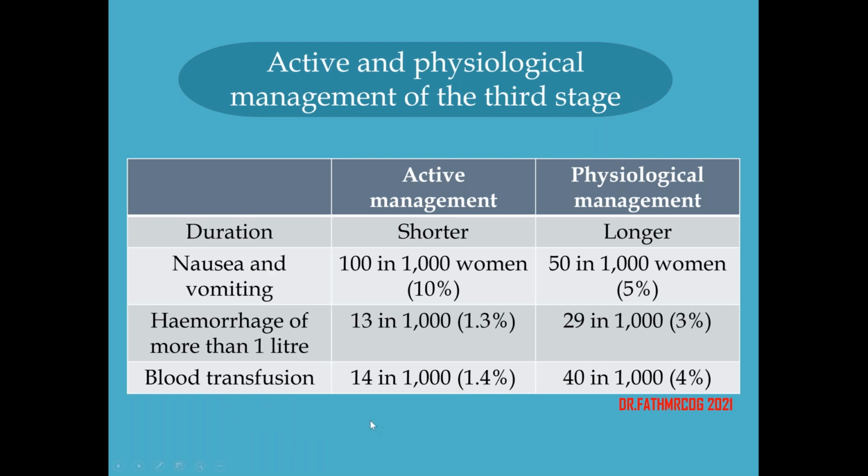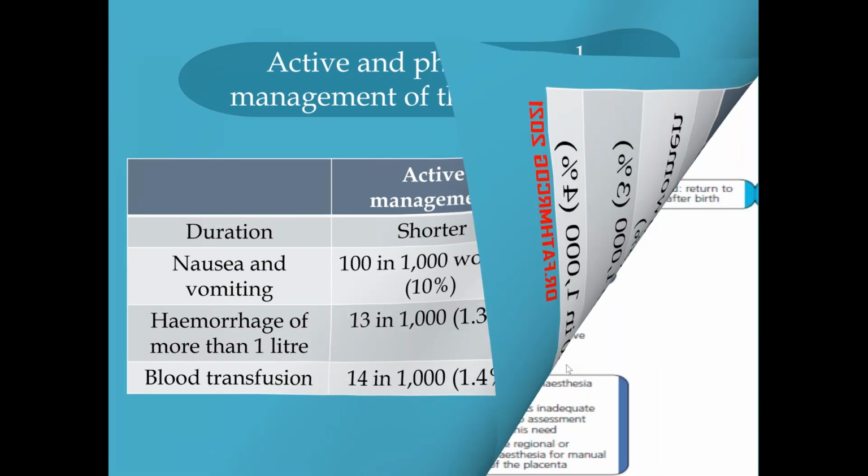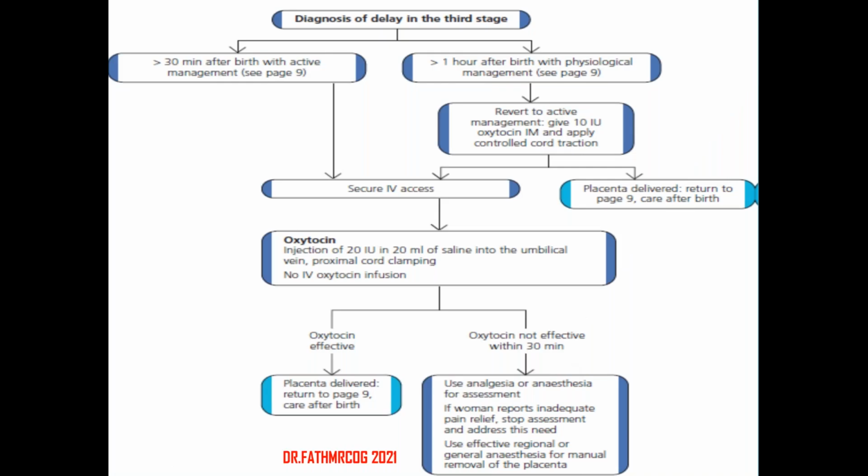This is about the comparison between active and physiological management of the third stage. How to diagnose the delay in the third stage and how to manage it? It depends on whether it is physiological or active. If more than 30 minutes after birth with active management, this is the delay. And more than 1 hour after birth with physiological management, this is the delay in physiological management.